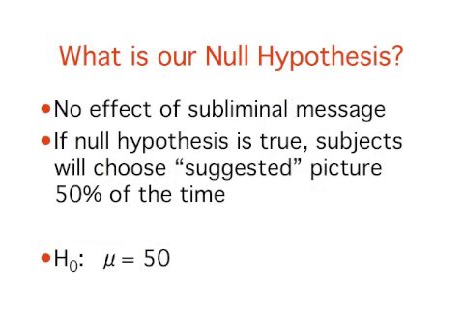The null hypothesis is that the subliminal message has no effect on which picture is chosen. More specifically, the null hypothesis is that the mean number of times the suggested picture is chosen in the population is 50. That is, if there were no effect of the subliminal message, then subjects would choose the picture with the message 50% of the time. Since we are testing 100 pairs of pictures, 50% of the time is equal to 50 of the pairs.